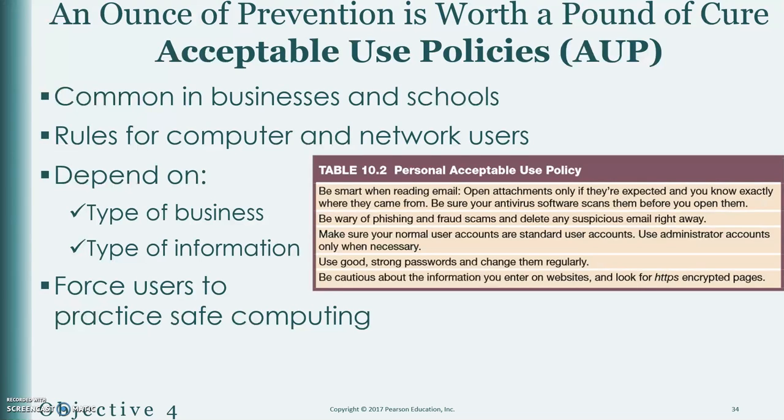Many businesses and schools have something called an acceptable use policy, AUP, and these are the rules by which computer and network users must abide. By using the Highlands Network, you have agreed to their acceptable use policy. The restrictions depend on the type of business and the type of information that you need access to. Although these policies can feel restrictive and annoying, they actually force you as a user to practice safe computing, and they protect the business or the college or wherever you happen to be working.